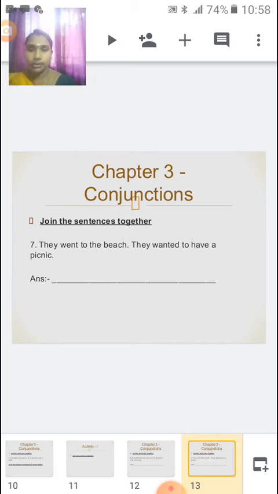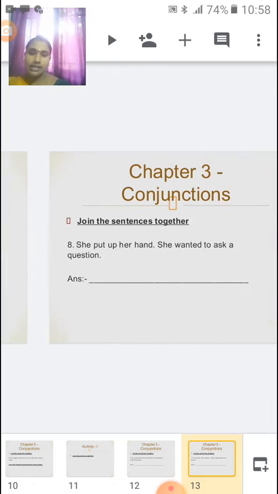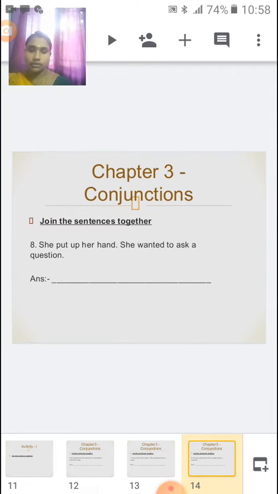Right. So let me repeat the question once more. They went to the beach. They wanted to have a picnic. So the next sentence, that is the 8th one.